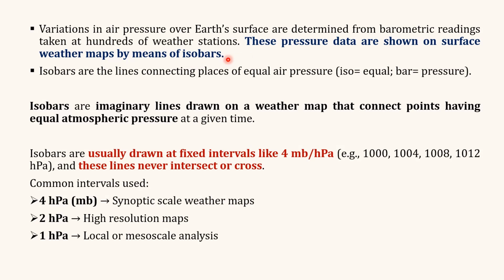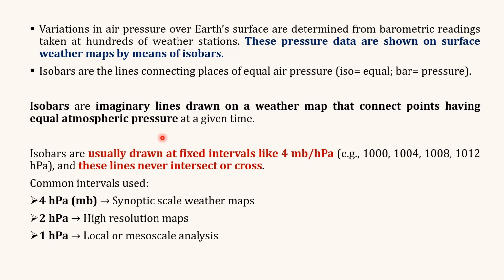Now this term isobar is made up of two words, iso and bar. Iso means equal and bar means pressure. So if we connect all the locations or places having equal pressure through a line, that line will be referred to as an isobar. So the isobars are the imaginary lines drawn on a weather map that connect the points having equal atmospheric pressure at a given time.